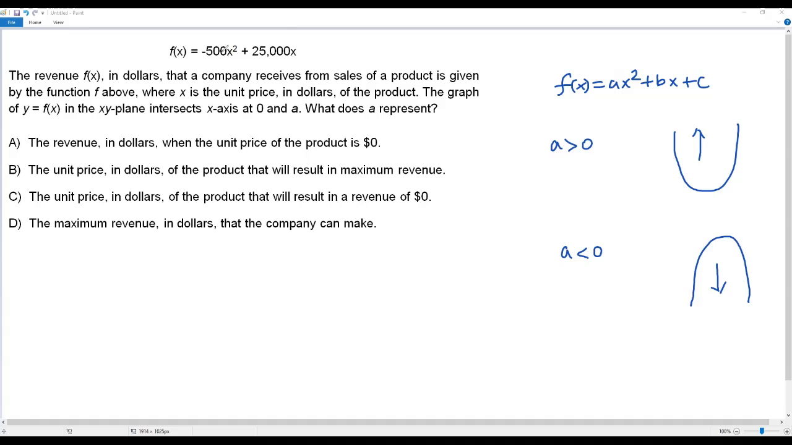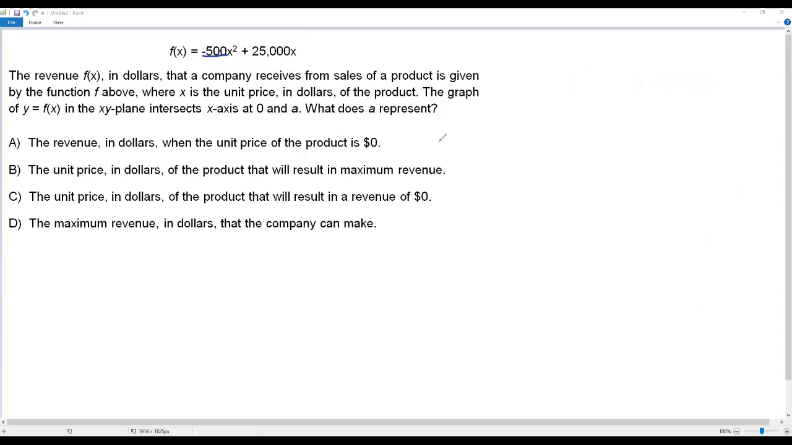When I consider our quadratic function, f(x) = -500x² + 25,000x, it is exactly in this form, f(x) = ax² + bx + c. In our quadratic function, the leading coefficient is -500, that is a = -500. Since the leading coefficient is a negative value, if I sketch a graph for this quadratic function in the xy-plane, I'll get an open downward parabola.